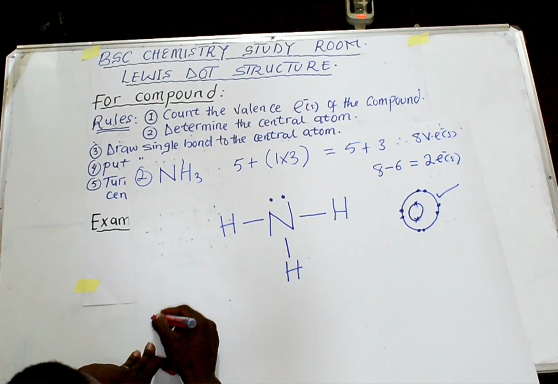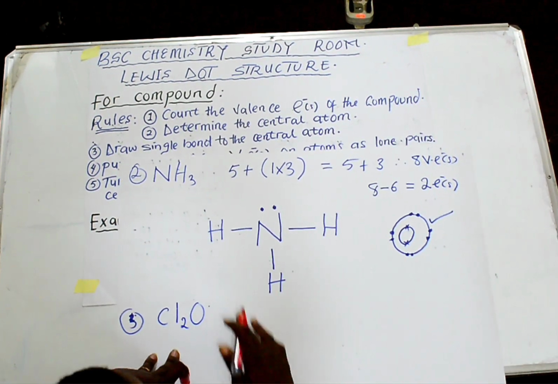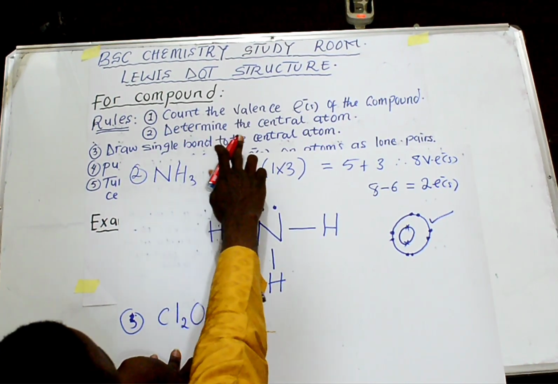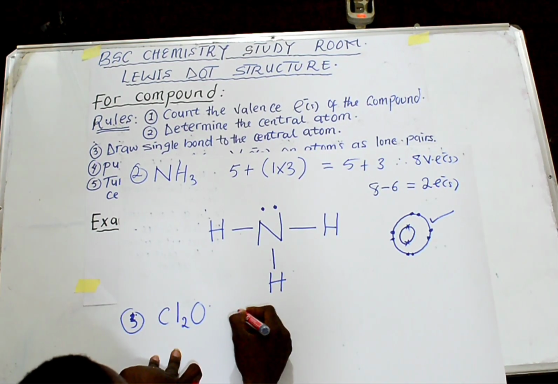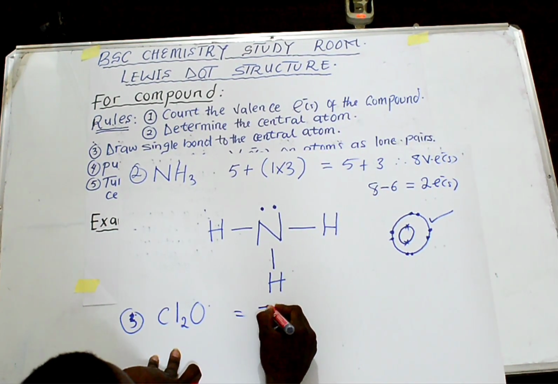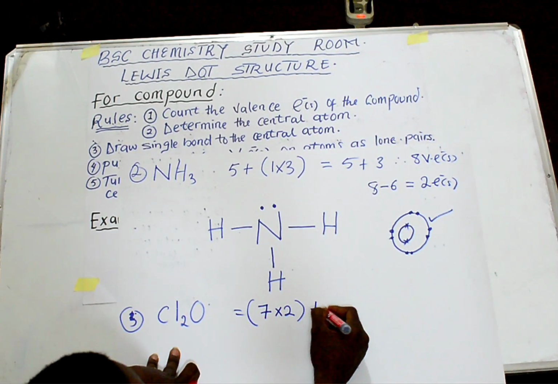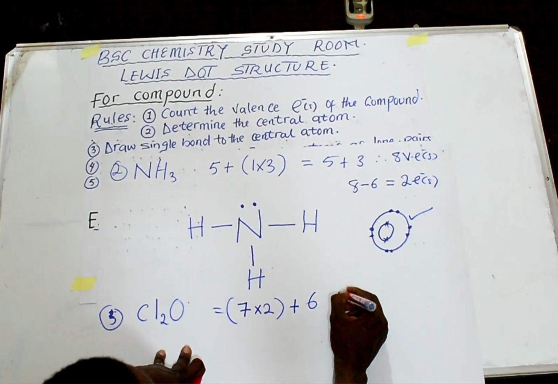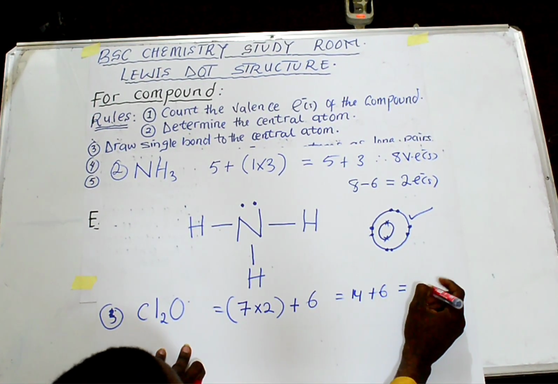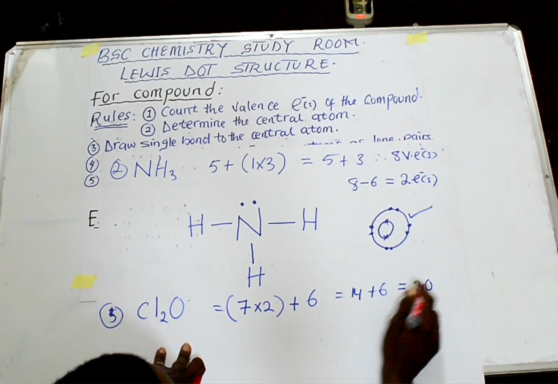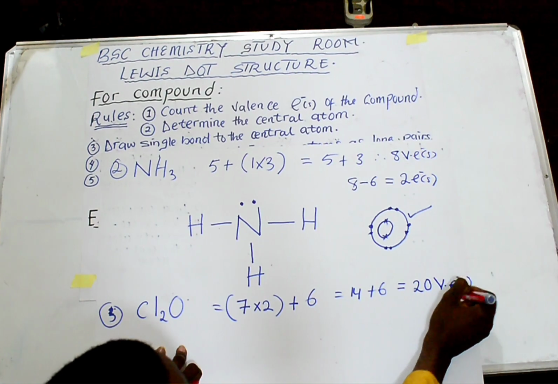Number 3 is the compound Cl2O. So now step number 1, count the valence electrons of the compound. For chlorine, the valence electrons is 7. 7 times 2 as the subscript, plus 6 as the valence electrons of oxygen, which gives 14 plus 6, which is 20 valence electrons.